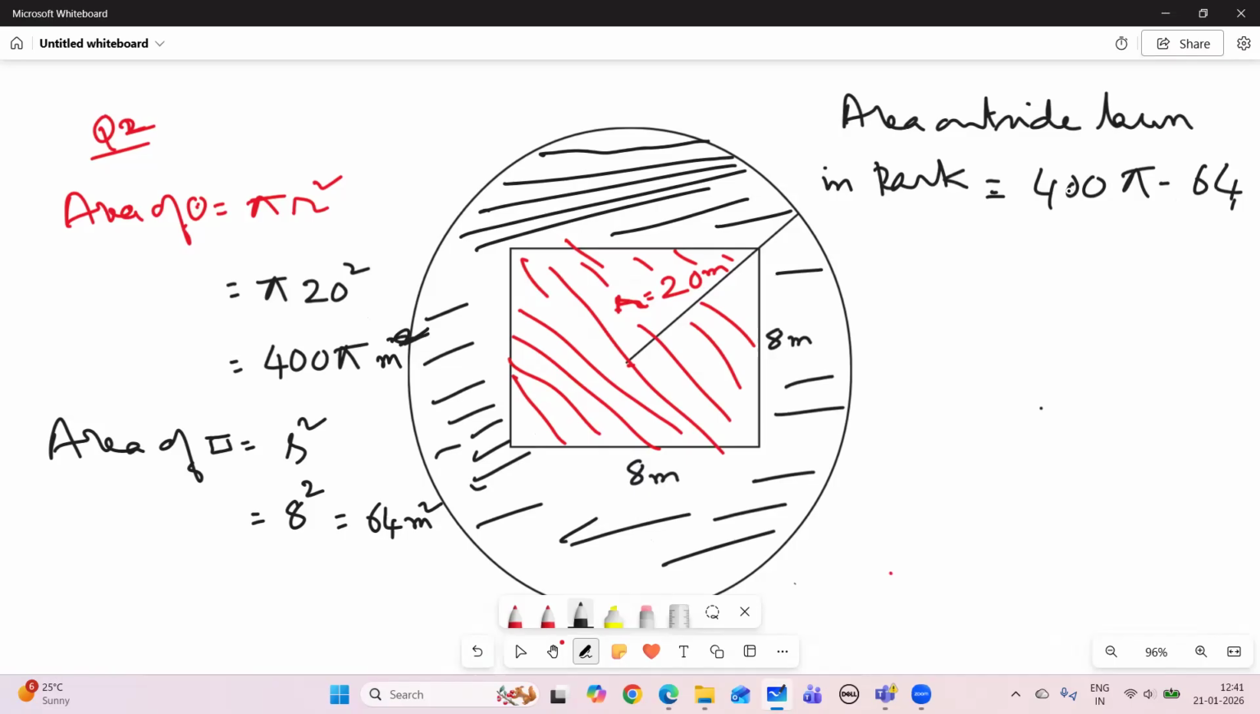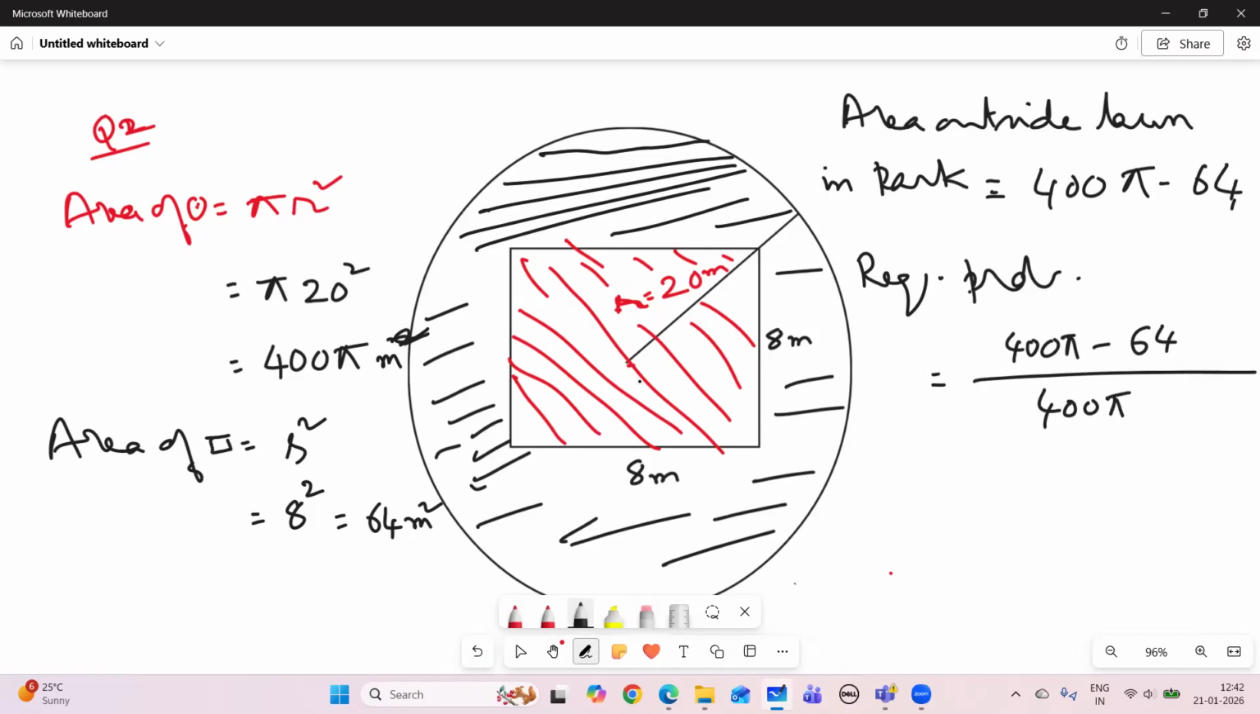Now we have to find the probability that he plants in this area outside the lawn. So we have to divide this area by the total area of this circle. So the required probability becomes this area, 400 pi minus 64, divided by 400 pi.